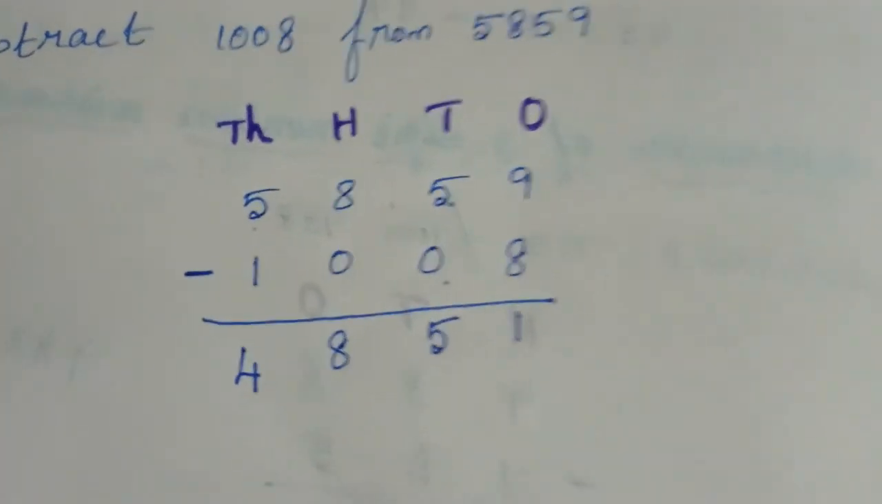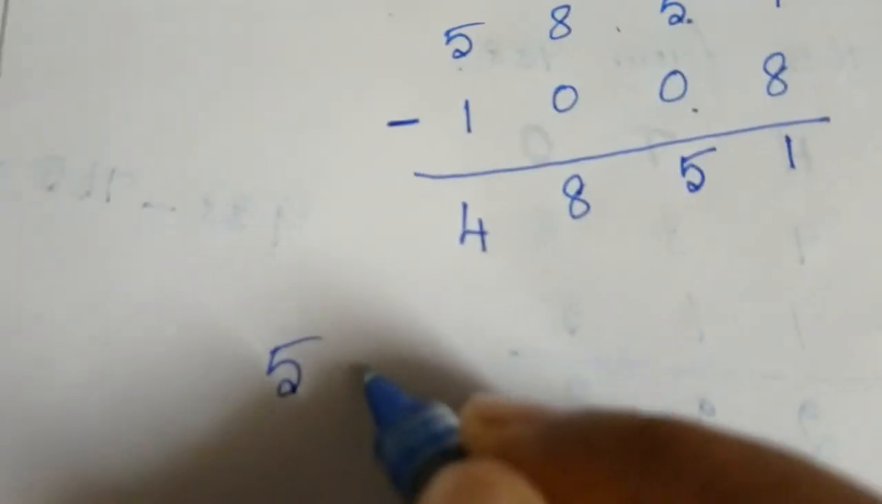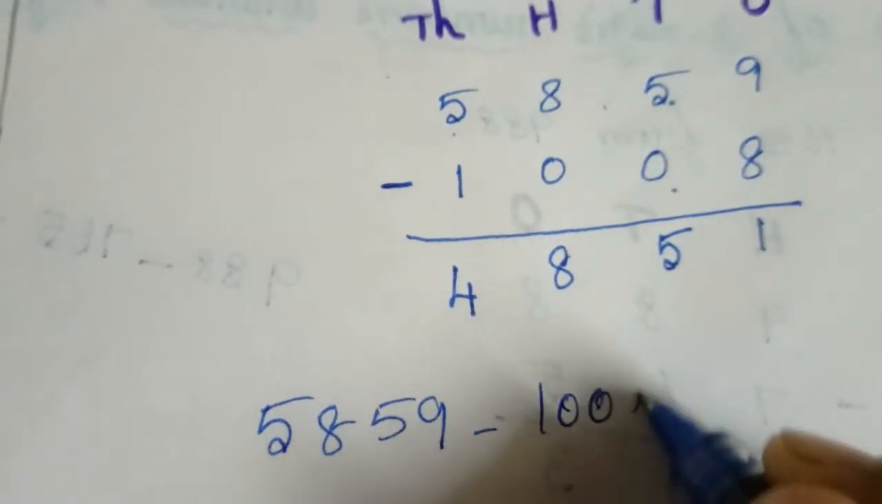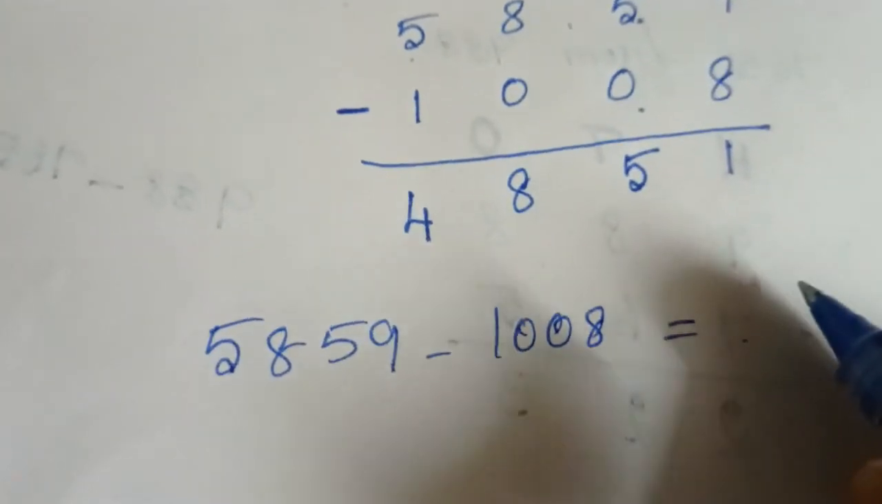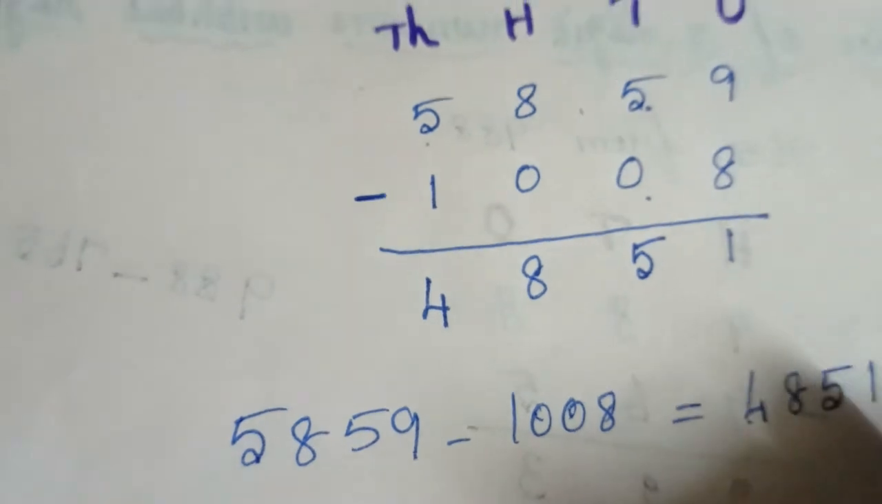Okay children, so now write the answer. 5859 minus 1008, we can get 4851.